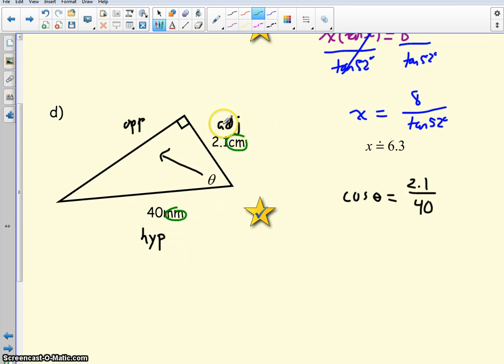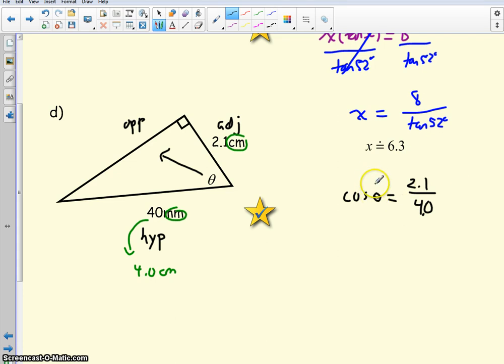So you have an option. You can convert the centimeters to millimeters. You can convert the millimeters to centimeters. Whichever one works, you just have to make sure your units are consistent regardless. So I'm going to convert everything to centimeters. So my 40 millimeters is going to be equal to 4.0, or 4 centimeters. So I'll just make that little change over here in my question. So now the cosine of theta is going to be 2.1 over 4.